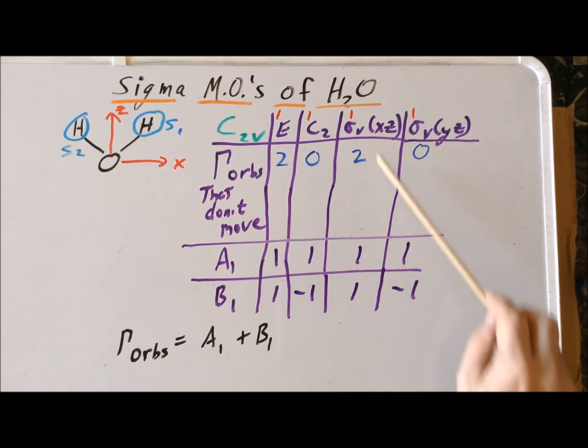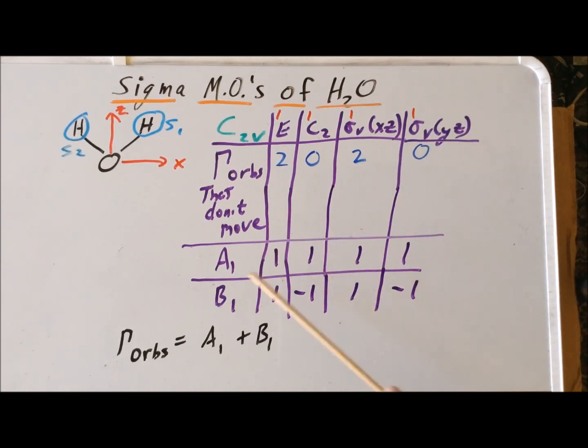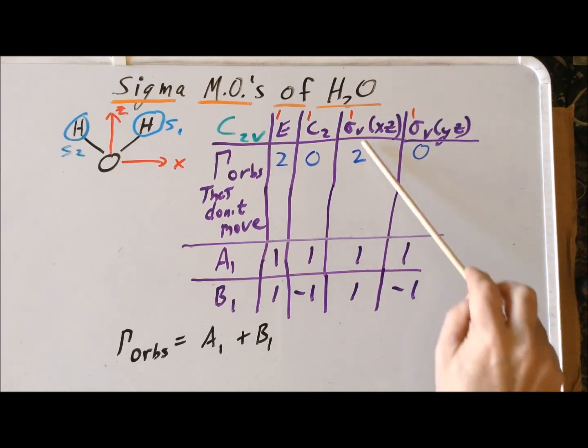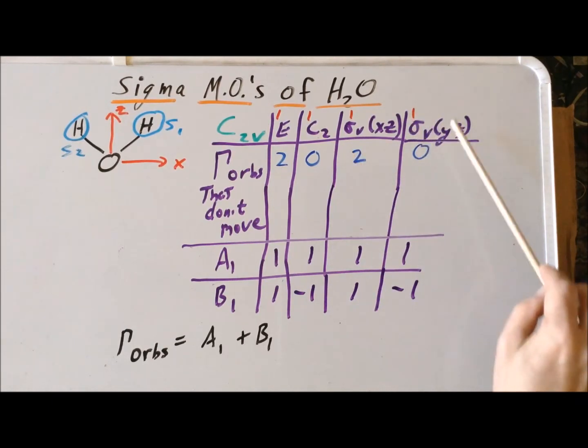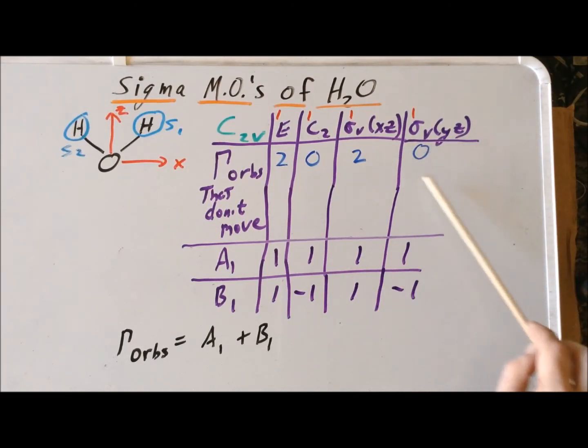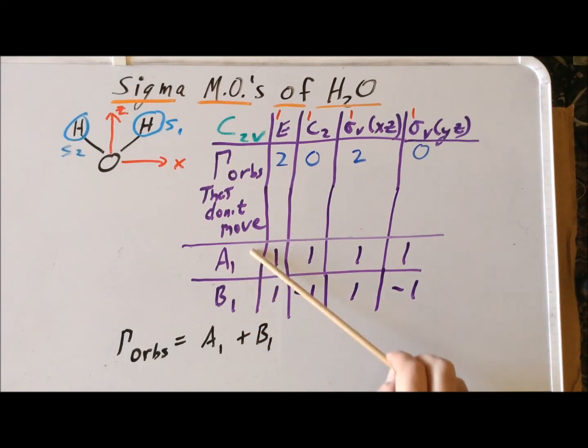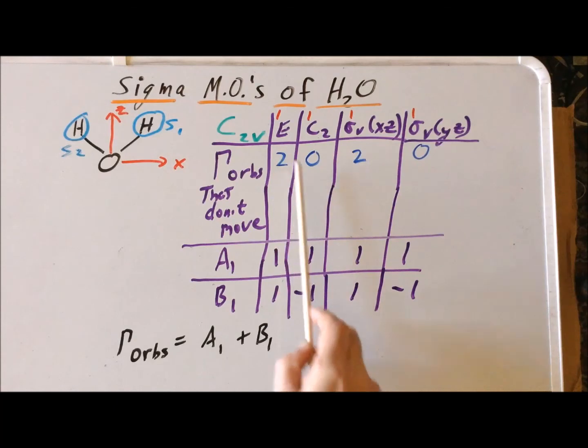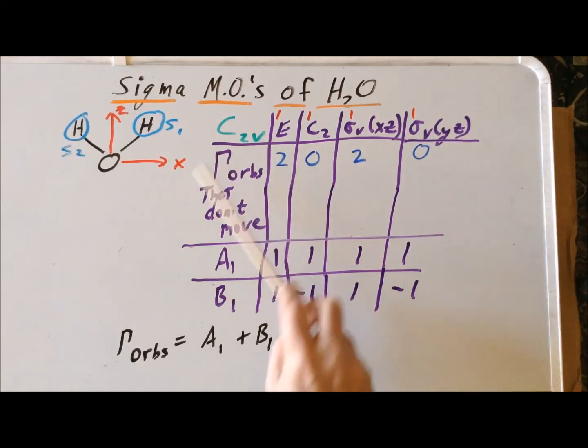If I add together under the C2 class, 1 minus 1 is 0, which is exactly the character that we had. For sigma v xz, the character for A1 and the character for B1 are each positive 1s. We add them together, we get 2. For sigma v yz, the characters are 1 and -1. Added together, we get the character of 0. So here we can see quite clearly if we add together two irreducible representations, we add them character by character for a given class, we actually get the exact same characters that we had for the reducible representation, gamma orbitals that don't move.